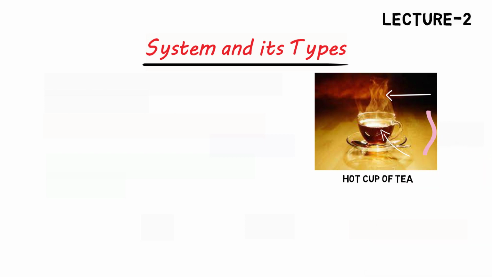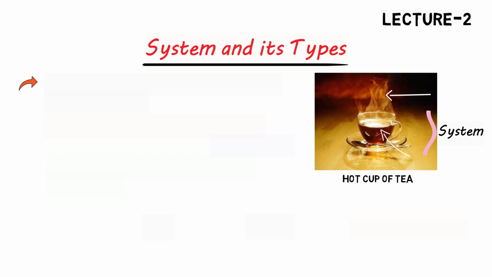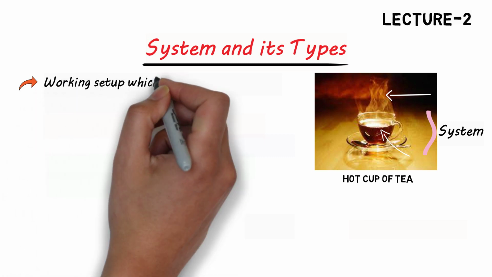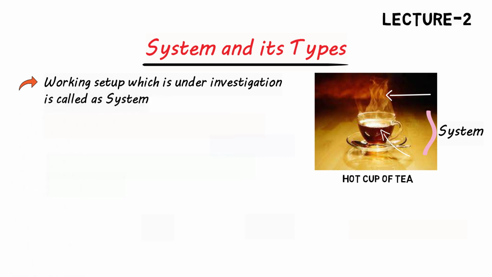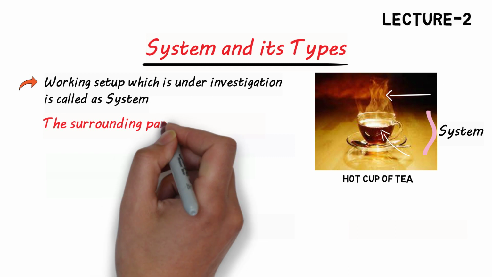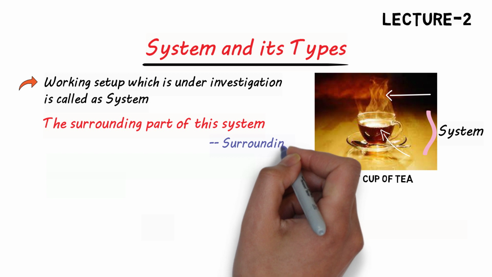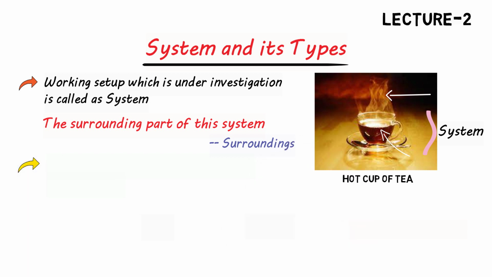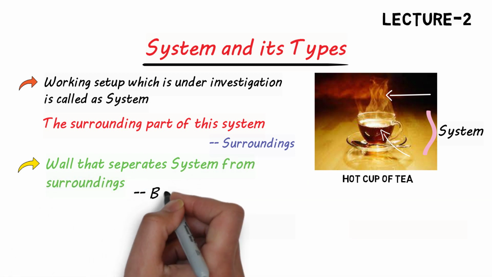So this part which is under investigation is referred to as a system, and the remaining portion which is surrounding this system we call surroundings. So we can say a system is actually a working setup which is under investigation. We call that system. And the surrounding part of this system is referred to as surroundings. Now the boundary that separates system from surroundings is referred to as a boundary or wall.